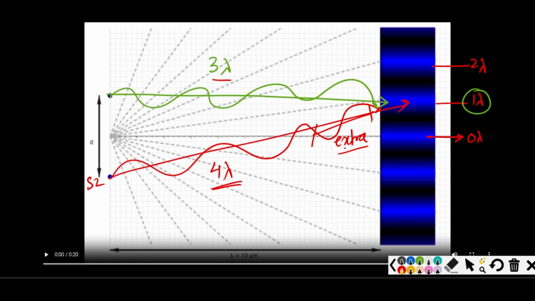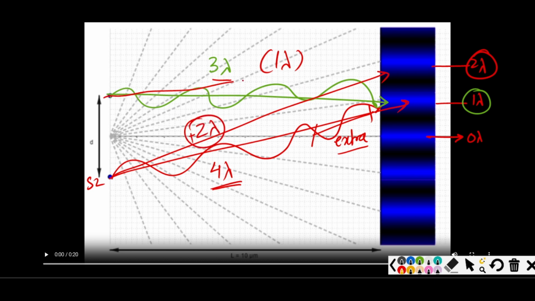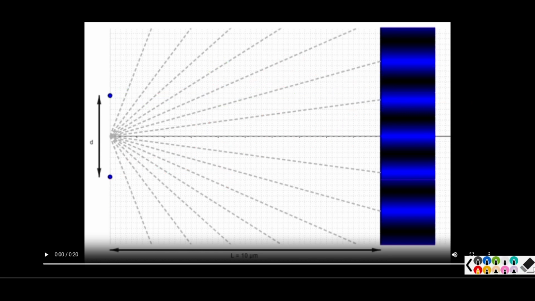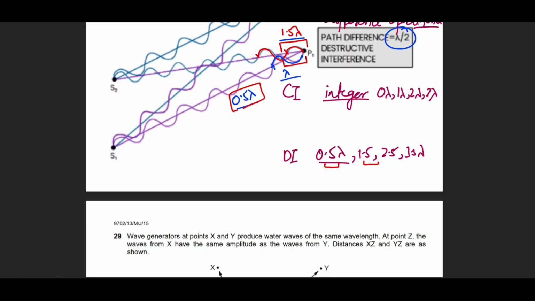So 1 complete extra wave has been covered from this source, because it is further away from this point. It has to travel a longer distance. So how much longer has it had to travel? It had to travel at least 1 more wavelength. And when they move to 2 lambda, that means that from source 2, it has to travel a longer distance of at least 2 more lambdas as compared to the wave from source 1. This is path difference. It helps us to quickly guess whether this is constructive or destructive interference.